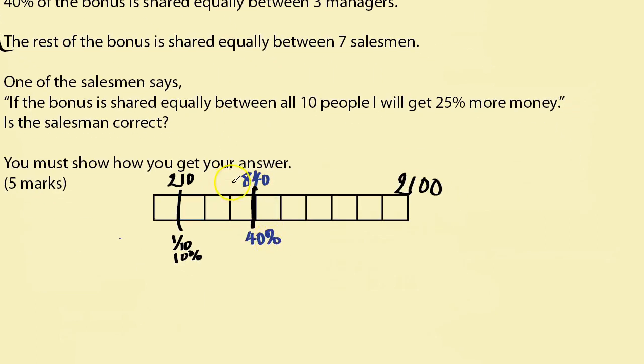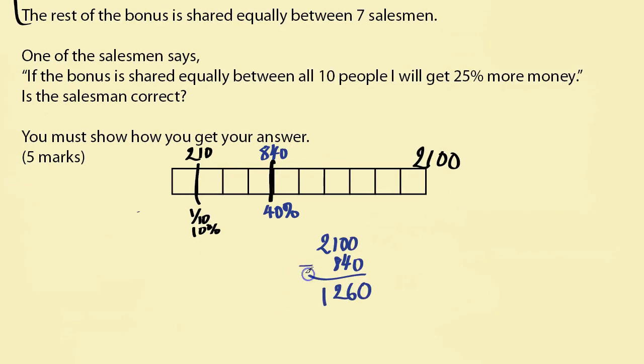Then we needed to take that off from the total amount. 2,100, take away 840. If you weren't able to work this out correctly, look up column subtraction or use a number line or another method that works for you. Okay, so this gave us 1,260. That's the amount that's left after the managers have taken their 40% share.